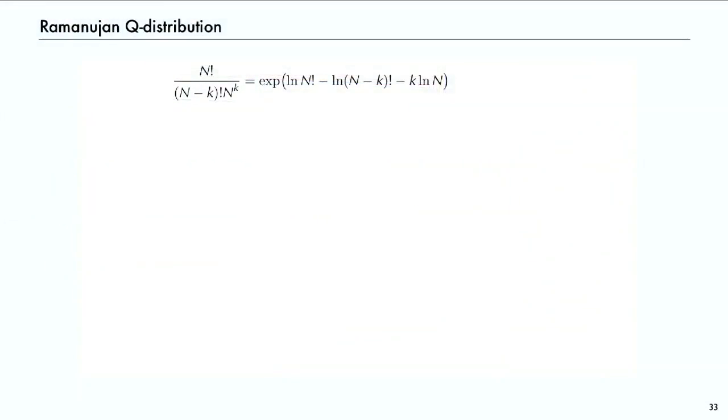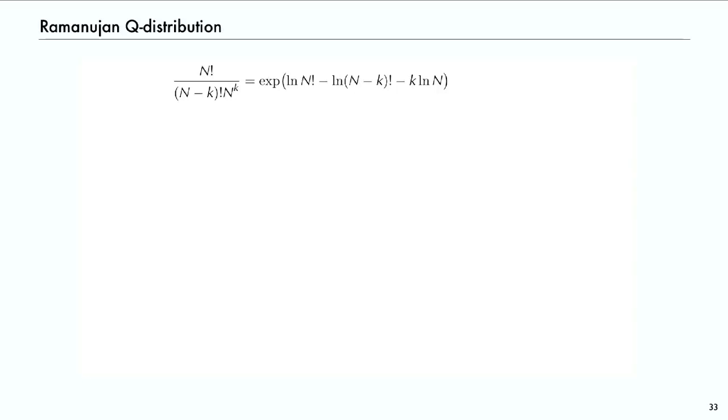N factorial over (n minus k) factorial times n to the k is e to the log of n factorial minus log of (n minus k) factorial minus log of n to the k, which is k log n. So that's the first step. Now, how are we going to expand each one of those?